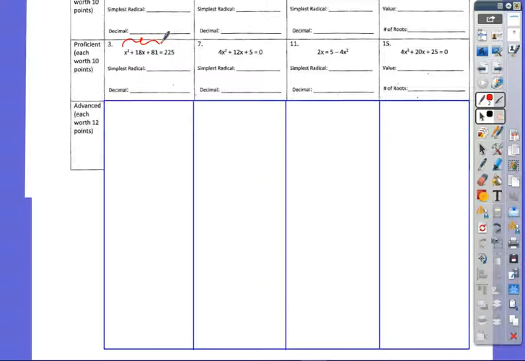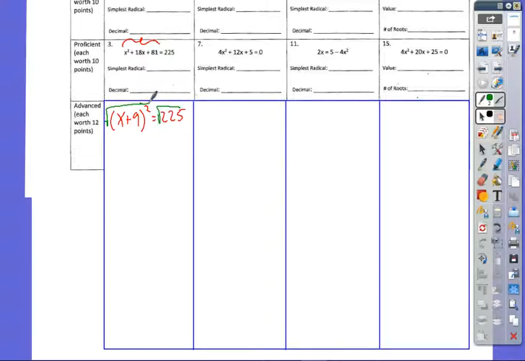So Avery, how do I factor x squared plus 18x plus 81? X plus 9 squared. So we have x plus 9 squared is equal to 225. Now, we need to get the binomial unsquared. So how are we going to unsquare the binomial? Yes, Skylar. Square root both sides. I'll square root both sides.